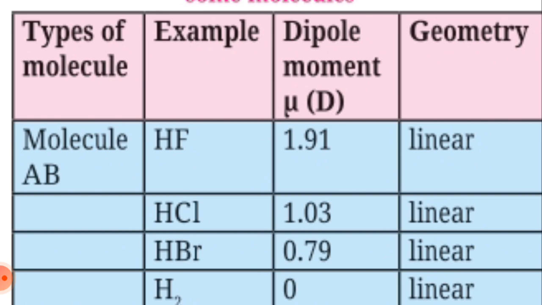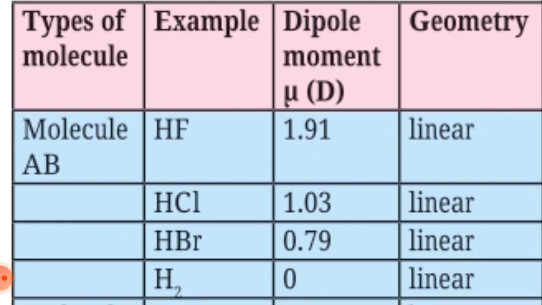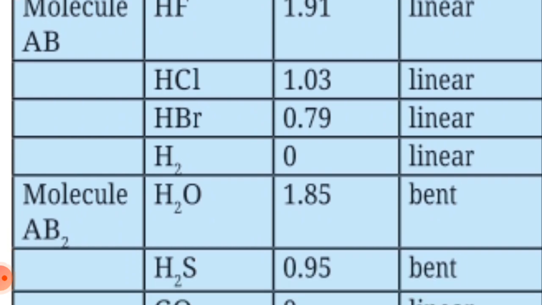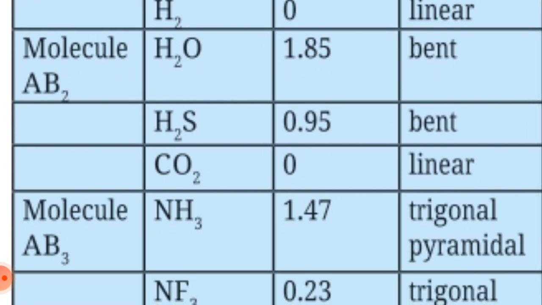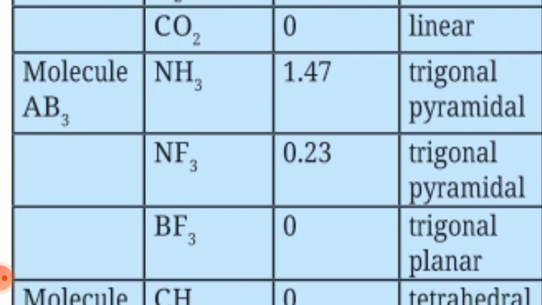Molecule AB, example hydrogen fluoride, dipole moment is 1.91, geometry linear. Hydrogen chloride, dipole moment 1.03, linear. Hydrogen bromide dipole moment is 0.79, geometry is linear. Hydrogen, dipole moment is 0, geometry is linear. Molecule AB2, water, dipole moment 1.85, geometry bent. Dihydrogen sulfide, dipole moment 0.95, geometry is bent. Carbon dioxide, dipole moment 0, linear geometry.